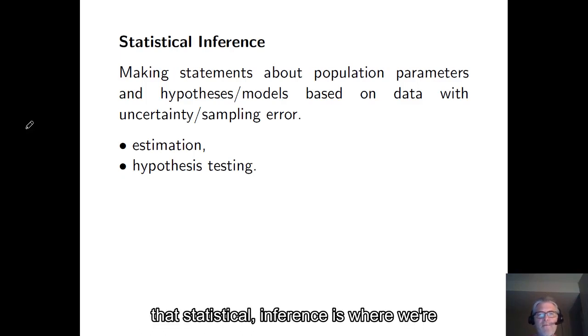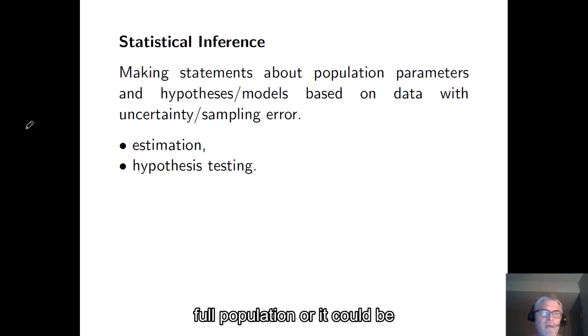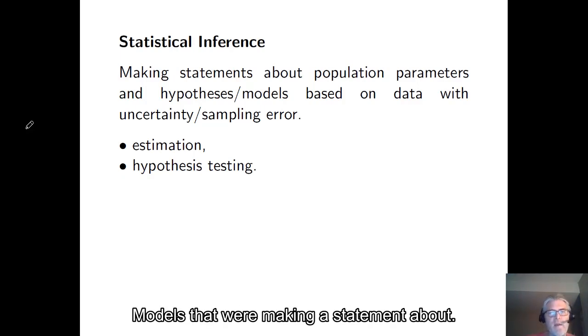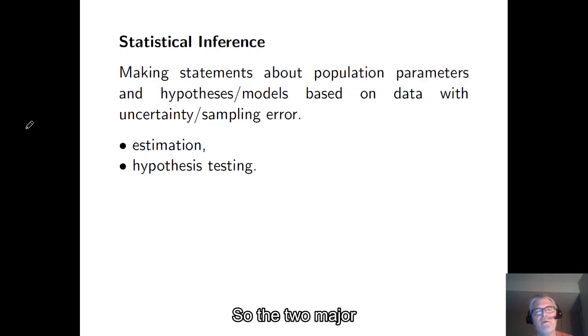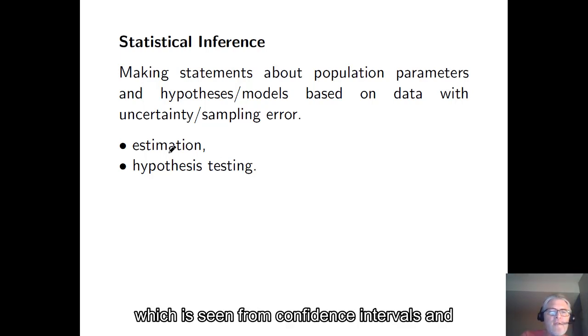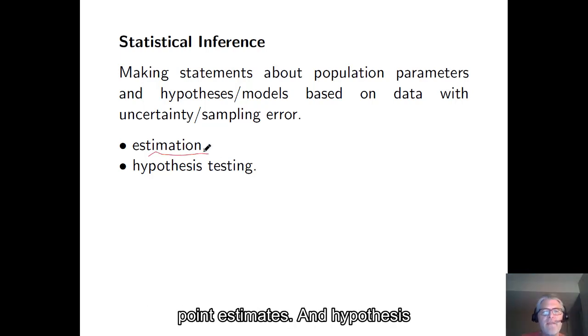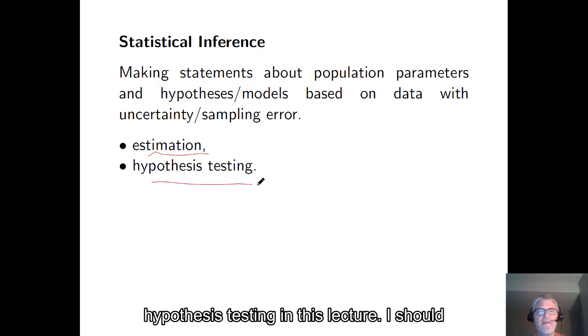Remember that statistical inference is where we're making statements about population parameters. That could be the full population, or it could be hypotheses and models that we're making statements about. And we're basing these on data that have some uncertainty and sampling error. The two major forms of inference we talk about in this class are estimation, which we've seen from confidence intervals and point estimates, and then hypothesis testing. So we're going to start talking about hypothesis testing in this lecture.